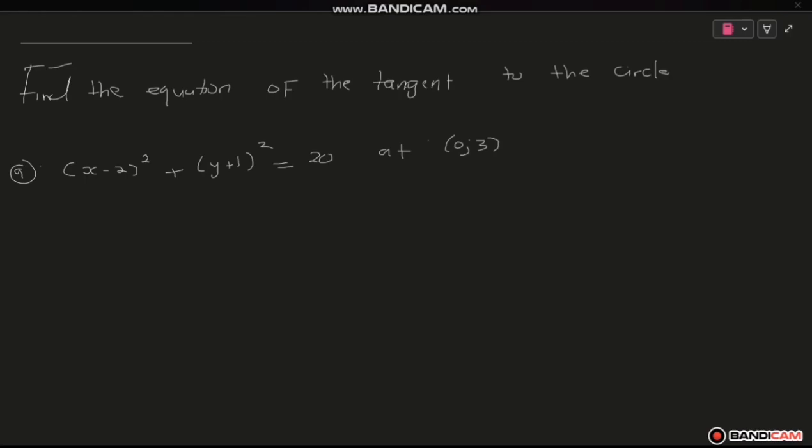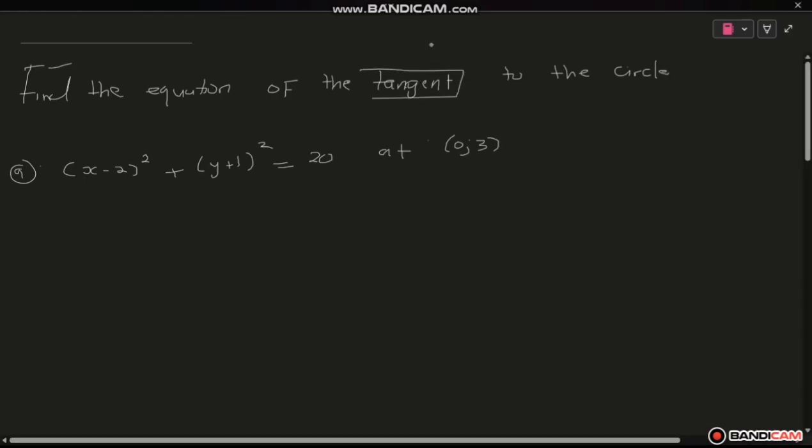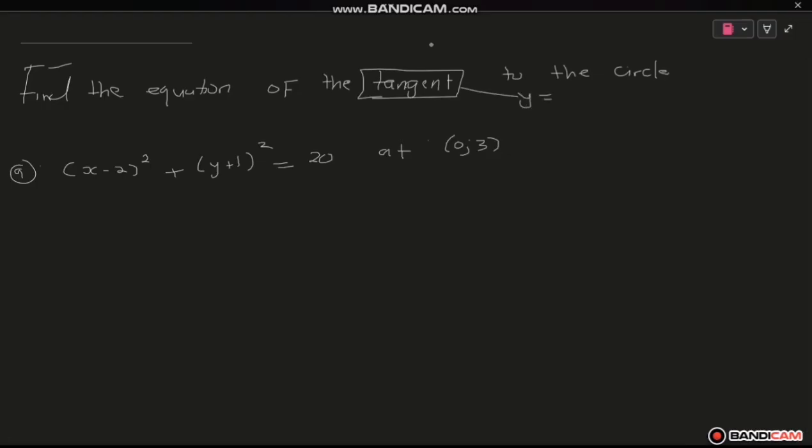Okay, they say find the equation of the tangent. So we know that the tangent is represented by y equals mx plus c. The most important thing here is that m is the gradient of the tangent, not just any gradient, but the gradient of the tangent, meaning that we have to follow those steps.